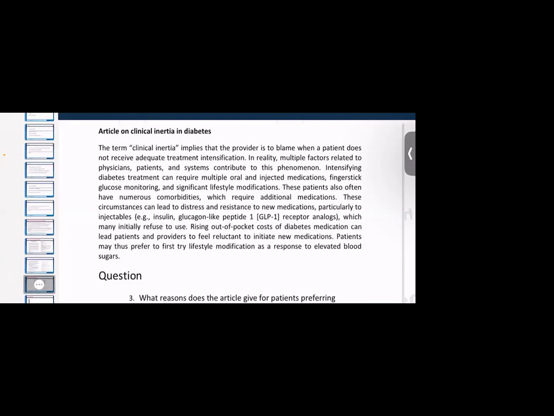These circumstances can lead to distress and resistance to new medication, particularly injectables, for example, insulin, GLP-1 receptor analog, which many initially refuse to use. The rising out-of-pocket cost of diabetes medication can lead patients and providers to feel reluctant to initiate new medication. Patients may thus prefer to first try lifestyle modification as a response to elevated blood sugars.